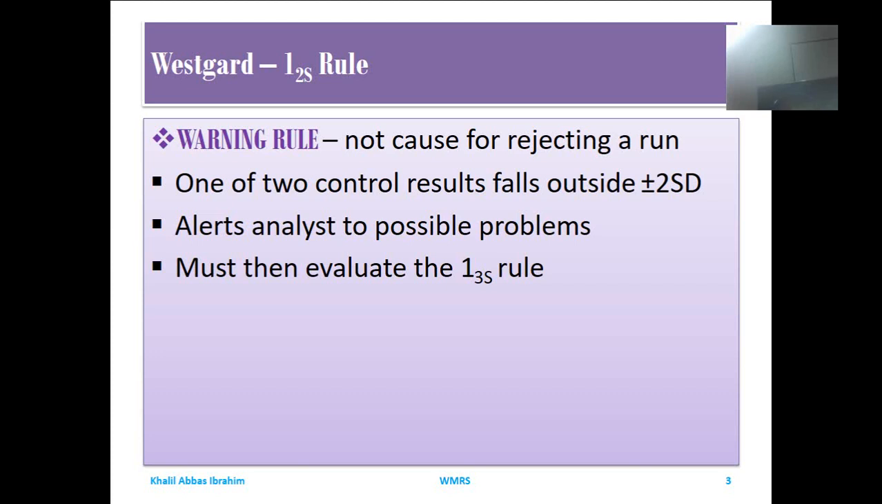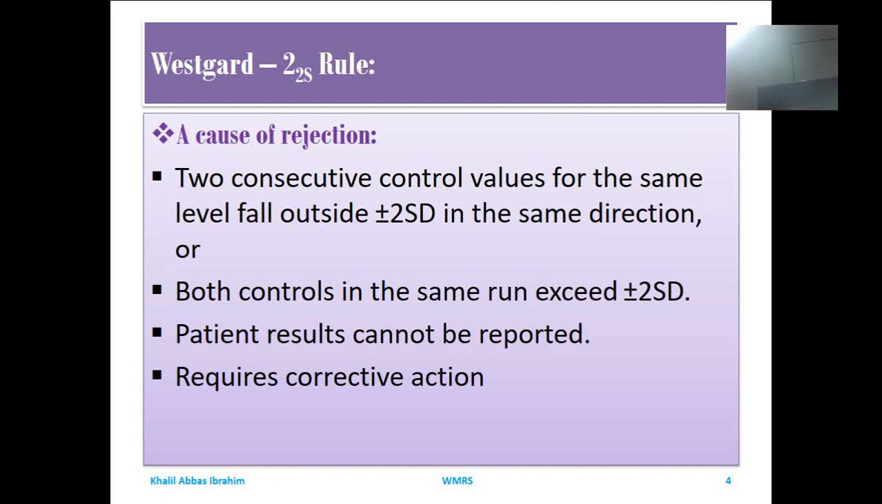This rule must then evaluate the 1 3s standard deviation rule. If this happens, if one of the values lies outside plus or minus 2 standard deviation, accept the measurement, but you need to evaluate that rule of 1 3s standard deviation.